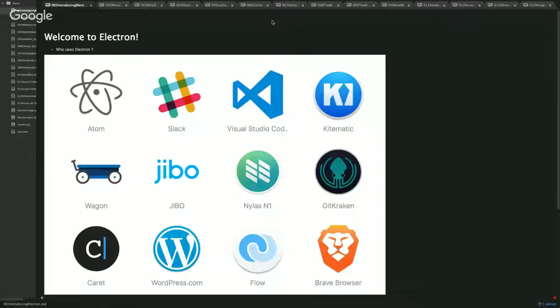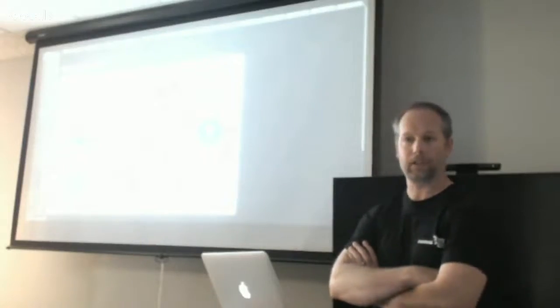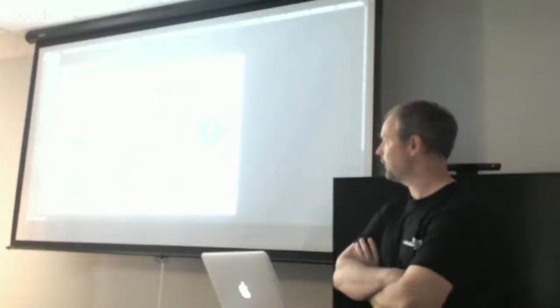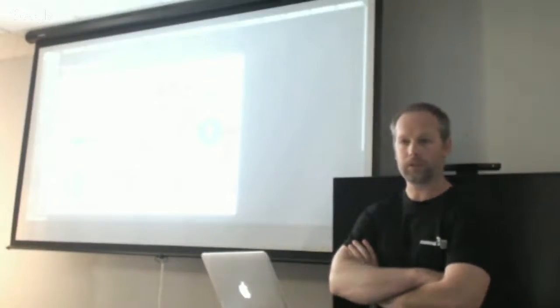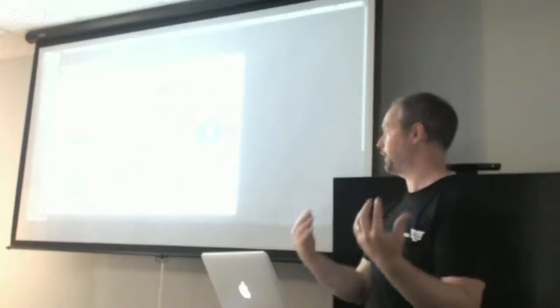So Electron is basically what drives Atom and Visual Studio and is the native application driver for Slack. It's kind of a growing strategy for making native applications. And the reason it's a growing strategy is a lot of people understand web development and not as many people understand native development. And so there's kind of been this bifurcation of different strategies to build applications.